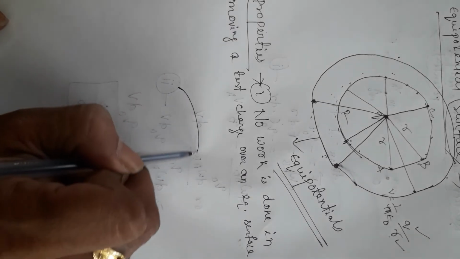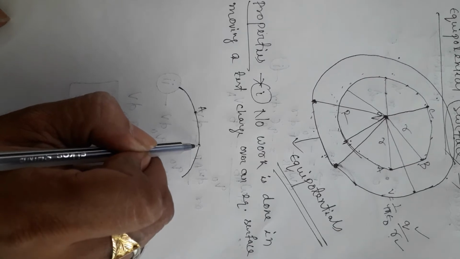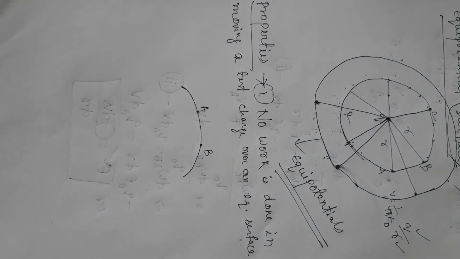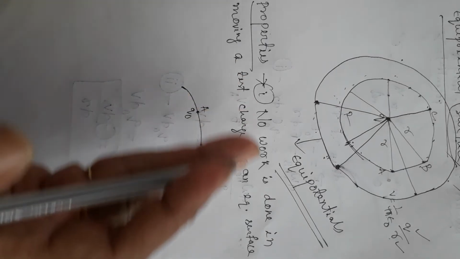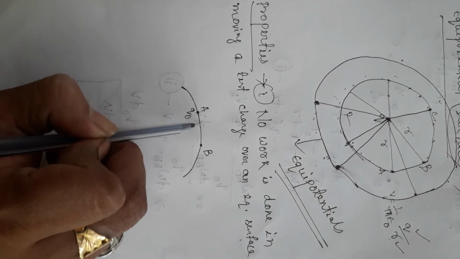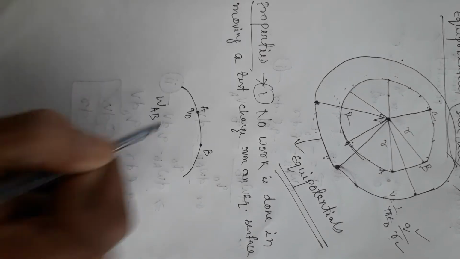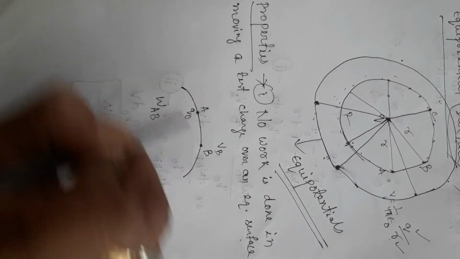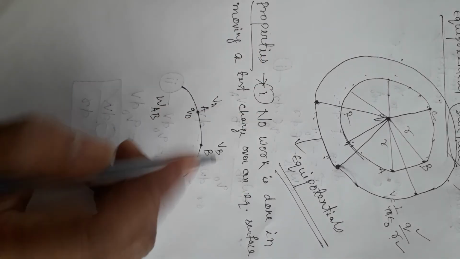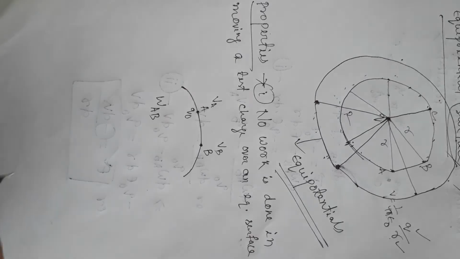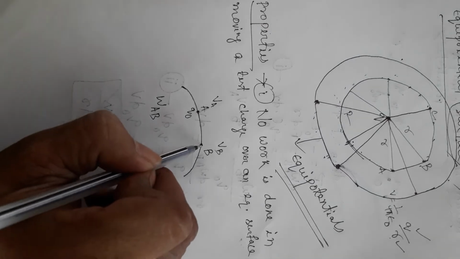Suppose this is an equipotential surface, and this is the point A and this is the point B. We have to take the test charge Q0 at location A and displace it from A to B. There will be some work done, but the potential at B is greater than the potential at A, because the more the work done, the more the displacement, the more the potential.